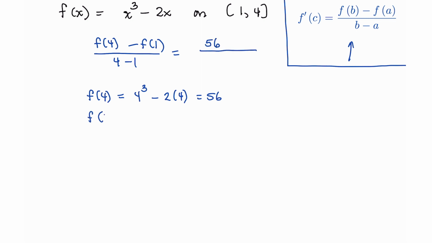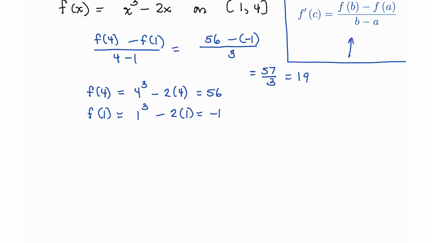f of 1 is 1 to the third minus 2 times 1, which is negative 1. So you have 56 minus negative 1, and then 4 minus 1 is 3. So this is 57 over 3, which is 19. Interesting result. Okay, so now what we do is we find the derivative of our function.